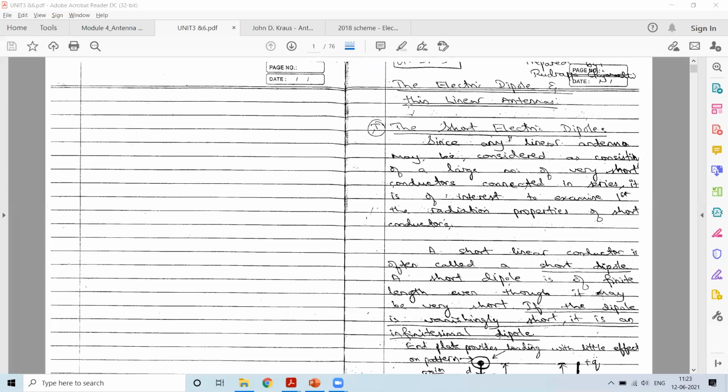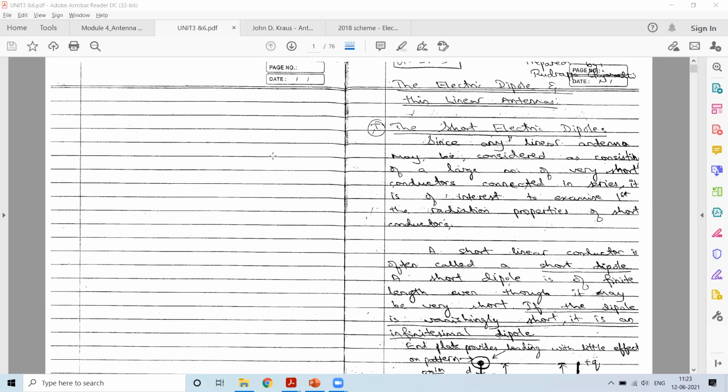Next, we continue our discussion with the next part, in which we'll be discussing the electric dipole and the thin linear antennas. In this part, we'll mainly analyze the field parameters, that is, the magnetic and electric fields pertaining to the dipoles and thin linear antennas. We'll also discuss the radiation resistance of the short electric dipole, for which we have a derivation.